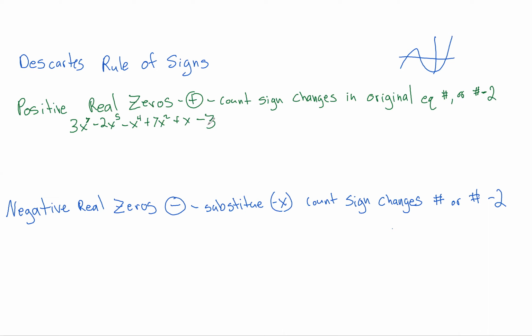Now we look at our original one and we say, okay, how many sign changes do we have? This goes from a positive to a negative, so that's one sign change. This is negative 2, negative 1, stays the same. Negative to a positive, there's another sign change. Positive 7, positive 1, both still positive, so not a sign change. And then positive 1, negative 3, positive to negative, we have a sign change. So there are 3 positive real zeros, or 1 if we have a conjugate pair in there.